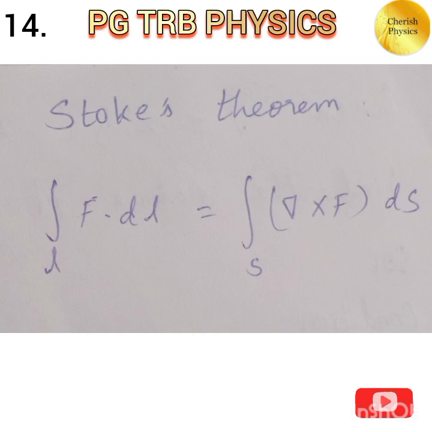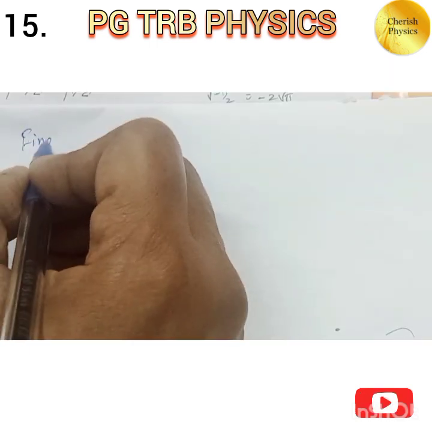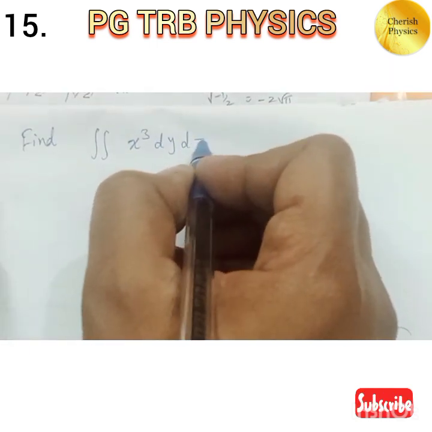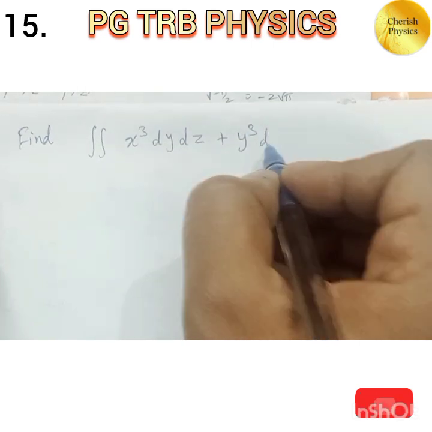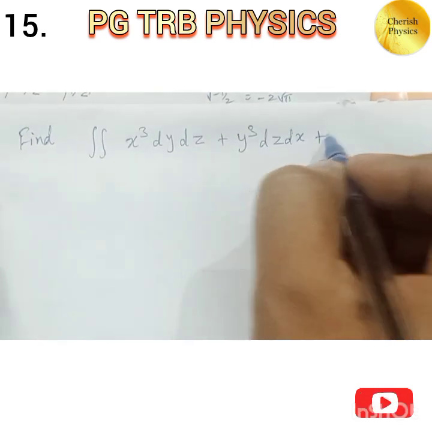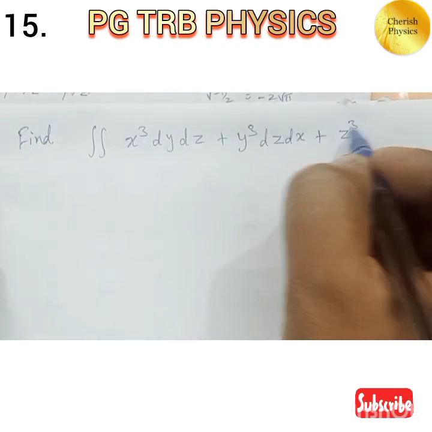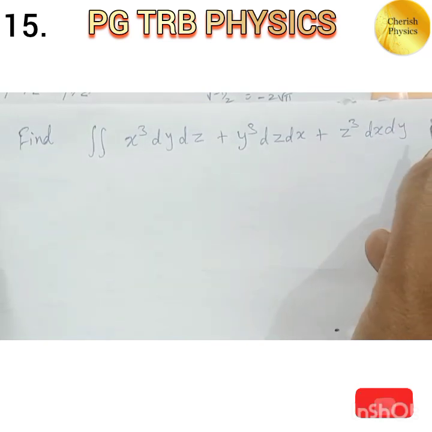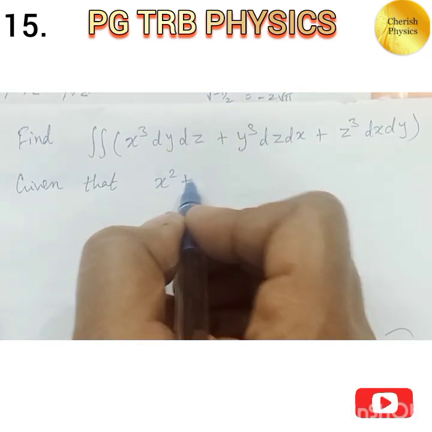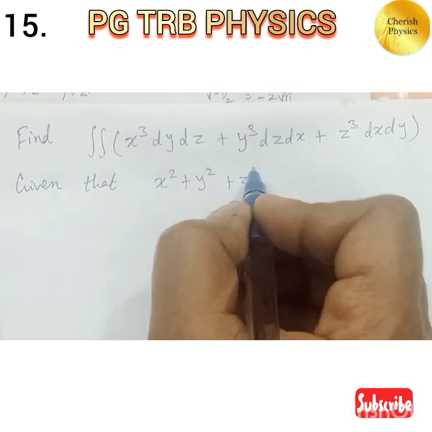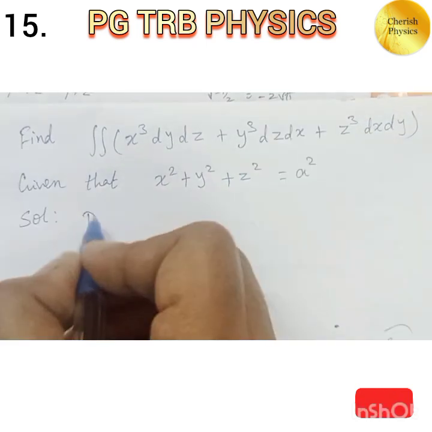Stokes' theorem is integral over L F dot dl equal to integral over S del cross F into dS. This implies Stokes' theorem relates line integral and surface integral. 15th problem. Integral over the surface of x cube dy dz plus y cube dz dx plus z cube dx dy is given that x squared plus y squared plus z squared is equal to a squared.